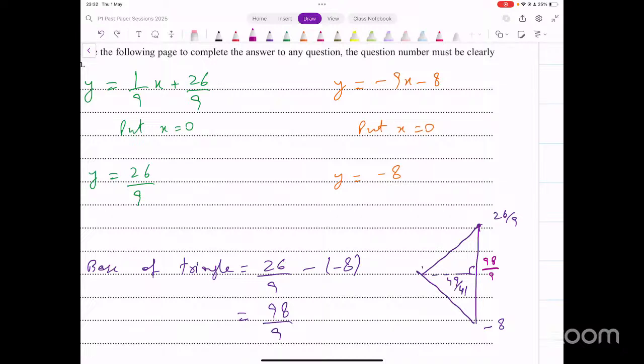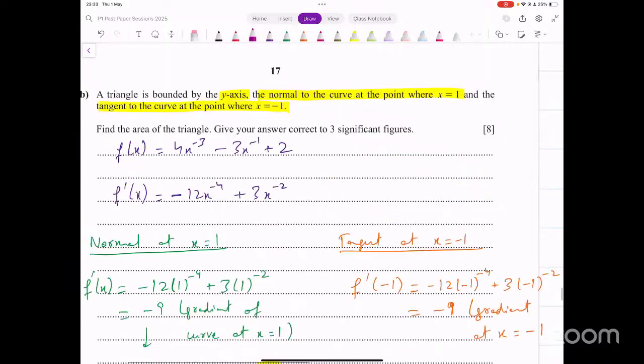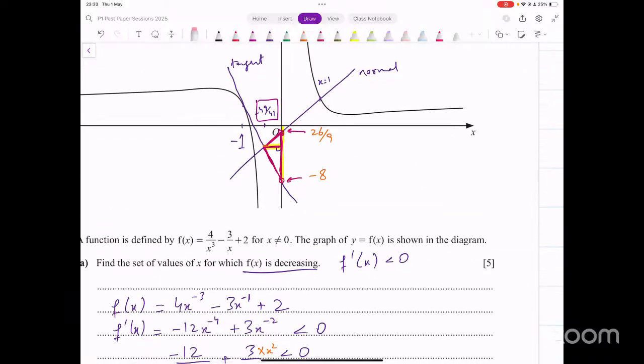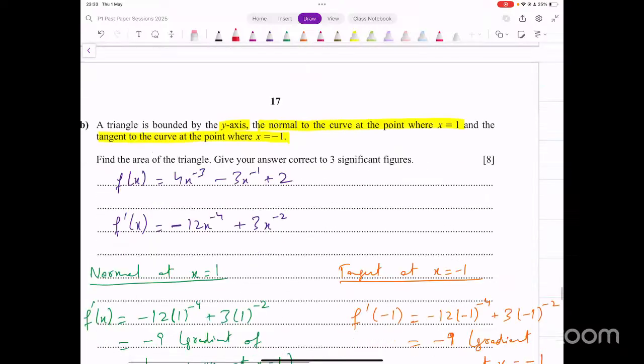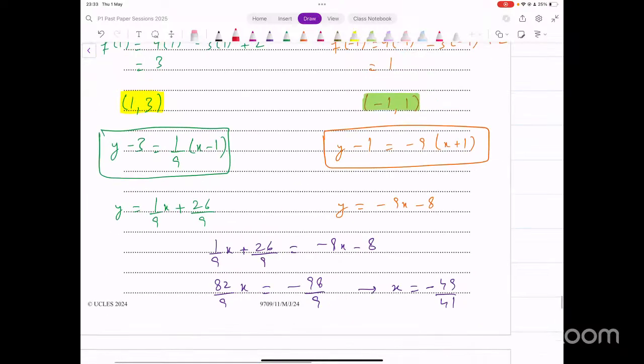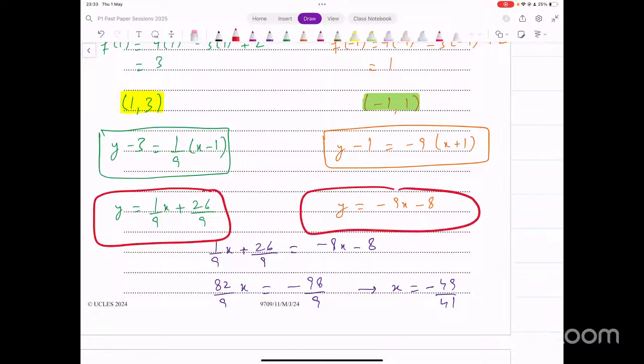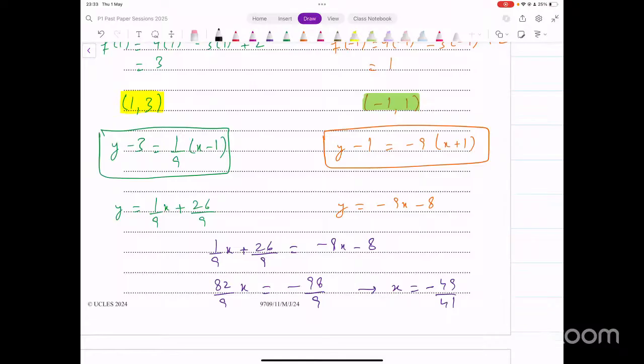What would the height be then? If you're taking this side as the base, height is going to be the perpendicular to that. For this height, look at that diagram again. For the height we need the point of intersection of the normal and tangent, right? To find the point of intersection of those two functions, we solve them simultaneously. These were the equations of the normal and the tangent, and we solved them simultaneously. We got x equals -49/41 from this.